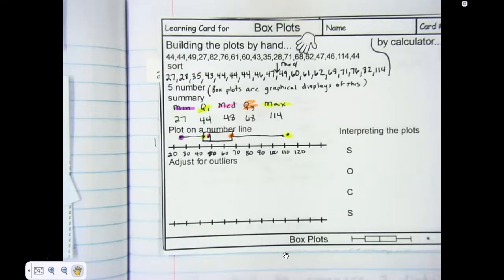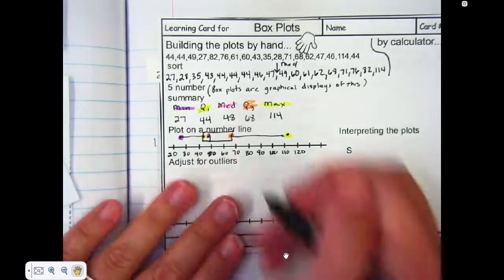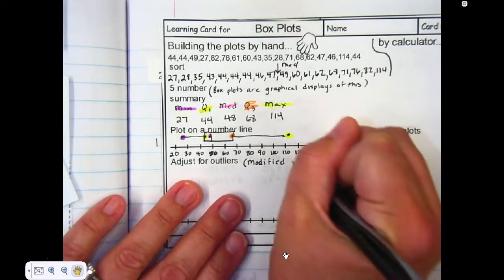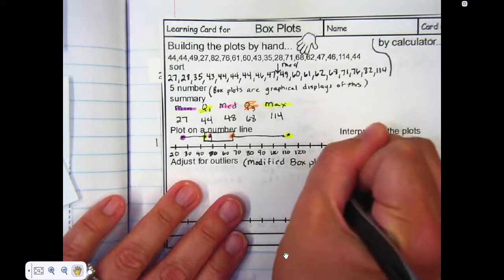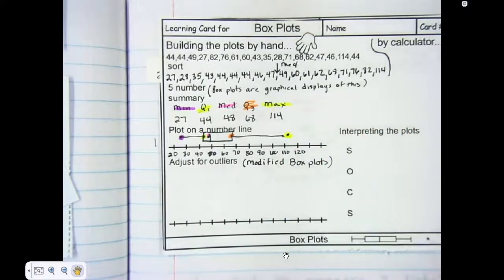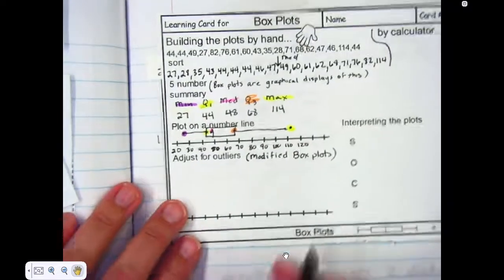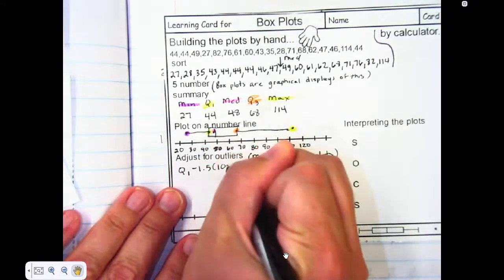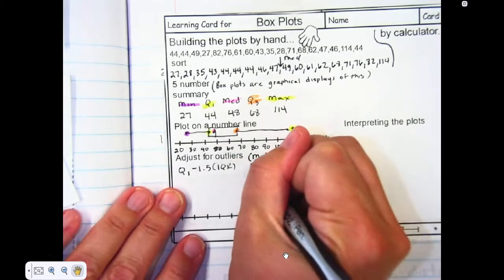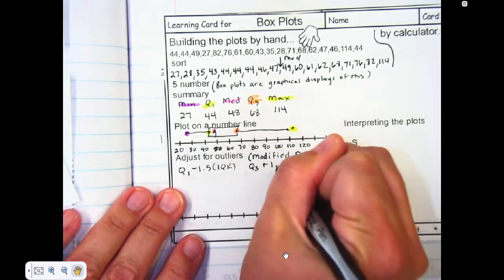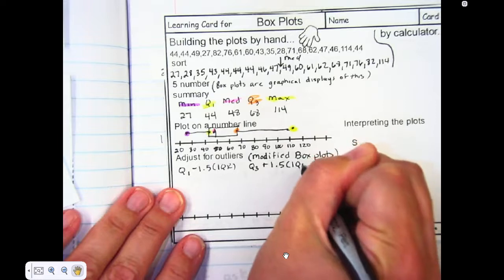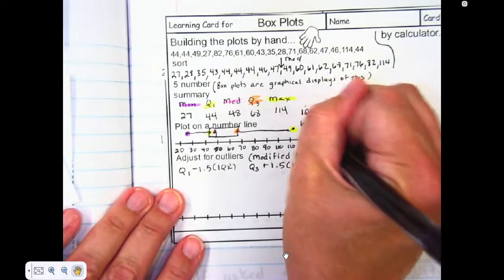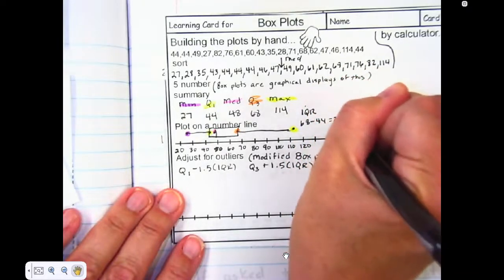Now, a lot of times in AP statistics we adjust for outliers, and those are called modified box plots. To adjust for outliers, you need to know what the outliers are. So I have my outlier formula, which is Q1 minus 1.5 times the IQR, and also Q3 plus 1.5 times the IQR. Obviously I need my IQR. To get my IQR, it's 68 minus 44, which gives me 24.